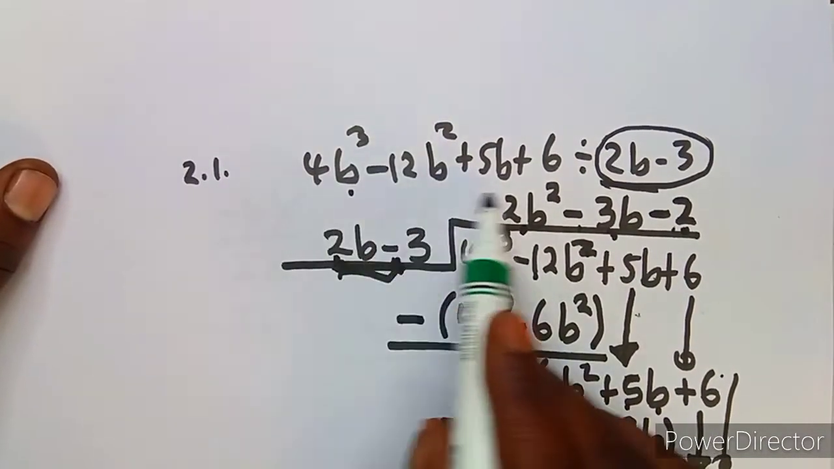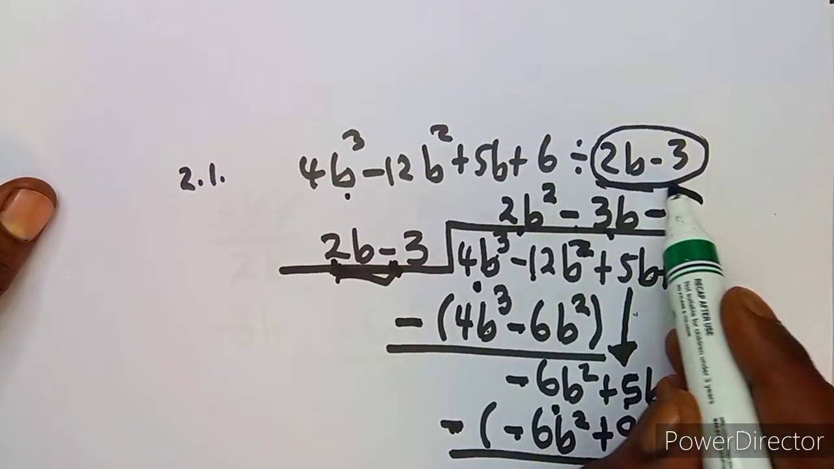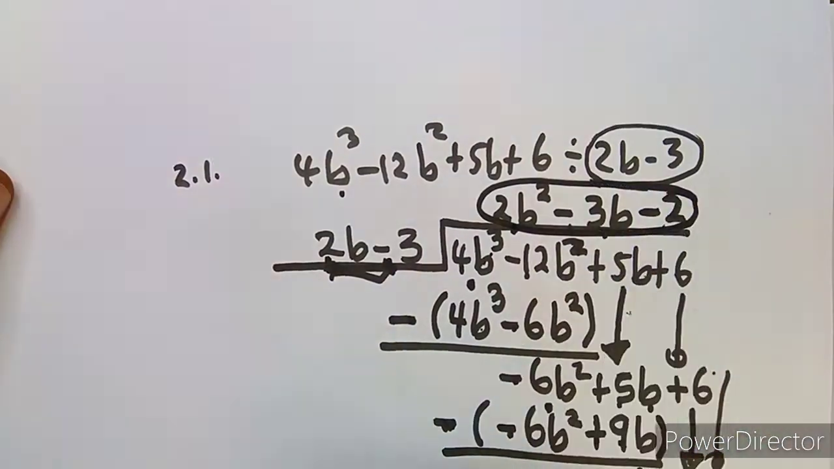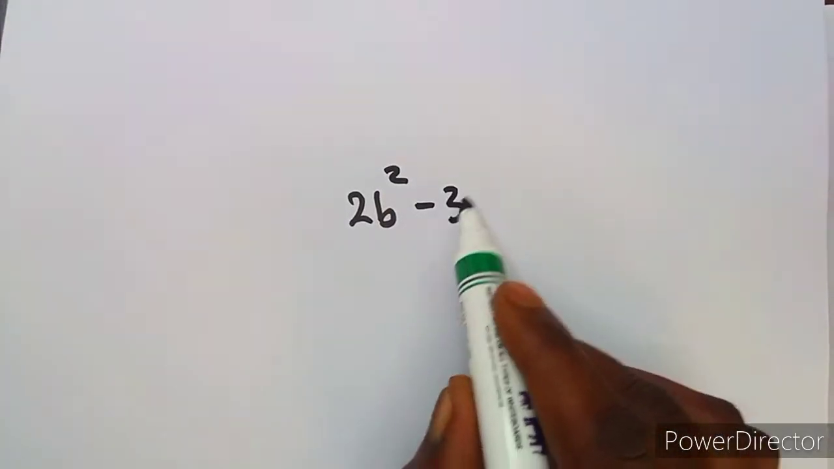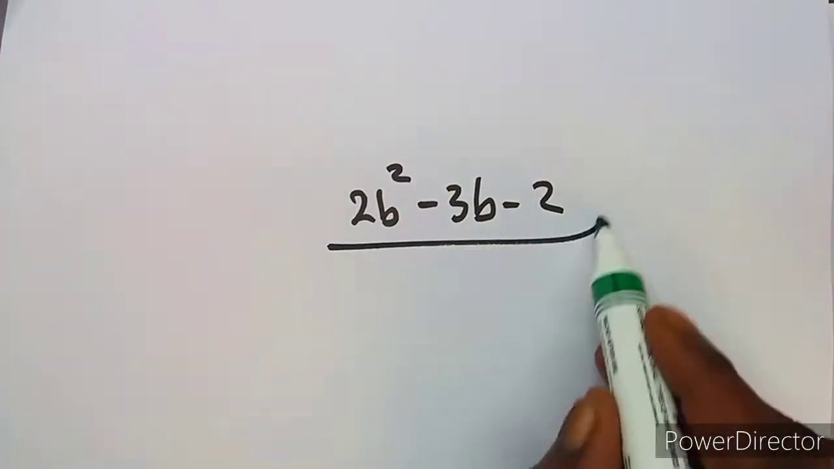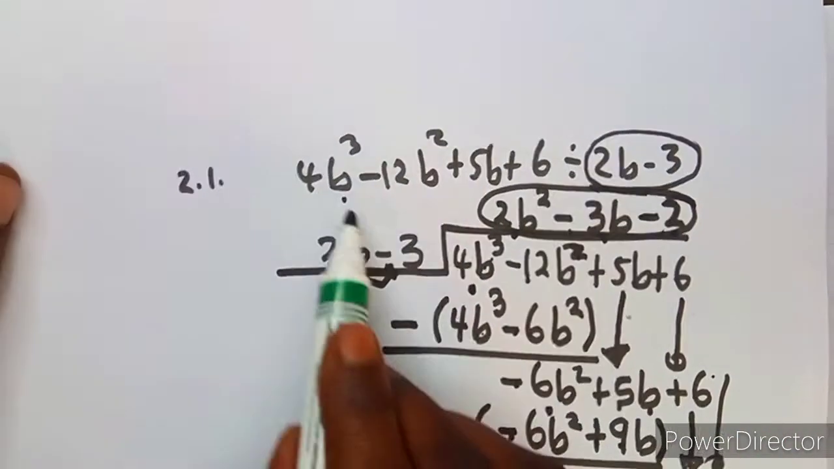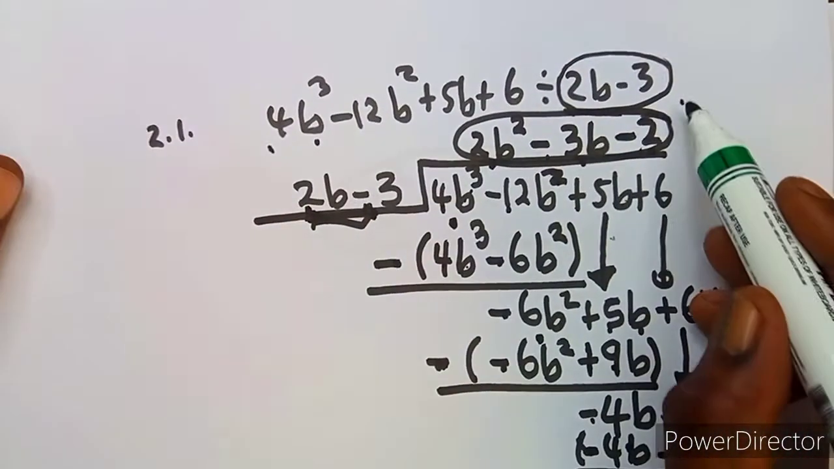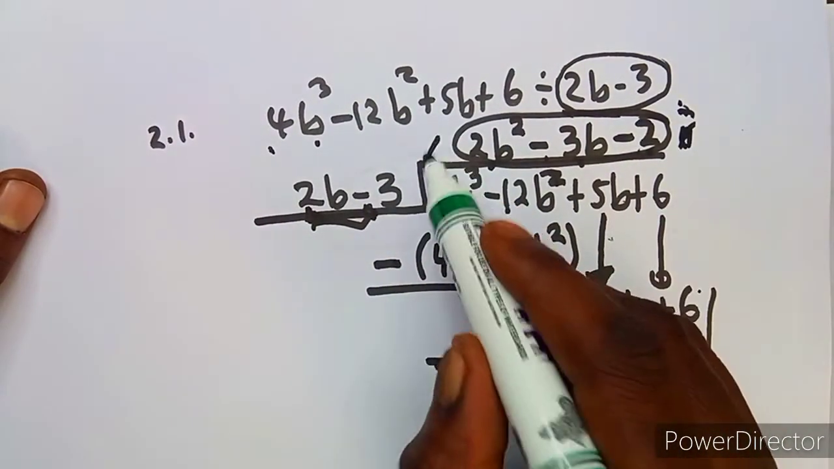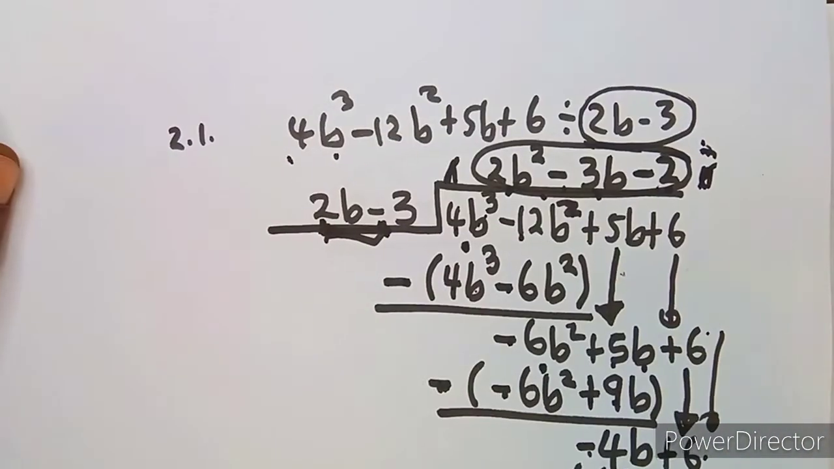So after dividing this, guys, what are we having? This is what you're going to have. So the answer after dividing everything is this part here. This is the answer, which is 2b squared minus 3b minus 2. So this is what you're going to have after the division. So if you divide this by this, you're going to have this as your answer, which is here. So that's long division, guys.